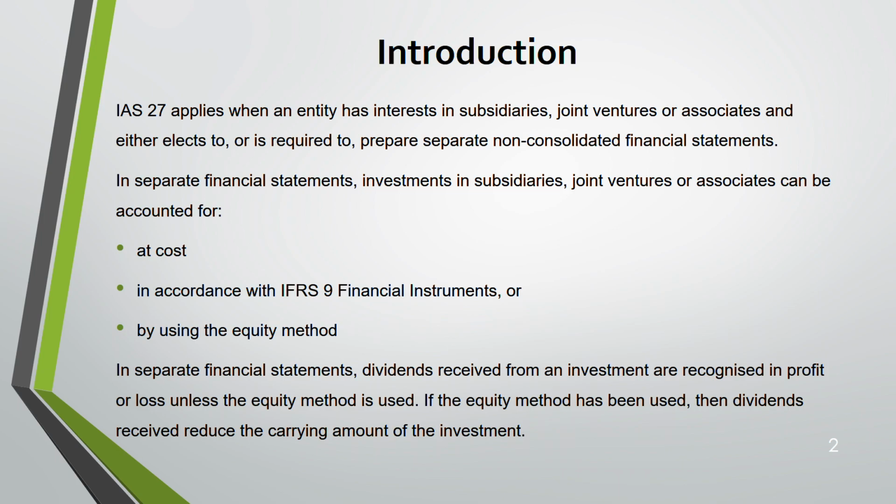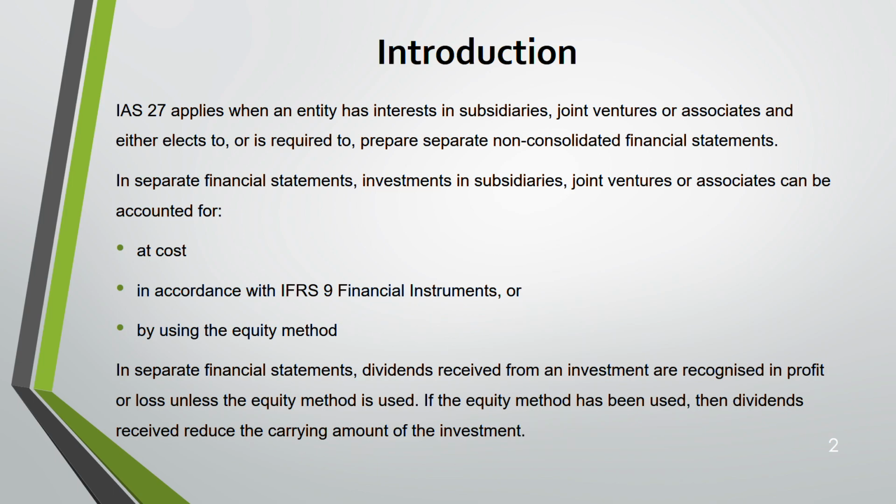In separate financial statements, dividends received from an investment are recognized in profit and loss. But if you are using the equity method, then dividends received reduce the carrying amount of the investment. That means from the investment you subtract the dividend received if the equity method is used. Otherwise, the dividend received will be taken to profit and loss, whether it's from a subsidiary, a joint venture, or anything like that. So this is the only thing you need to remember.